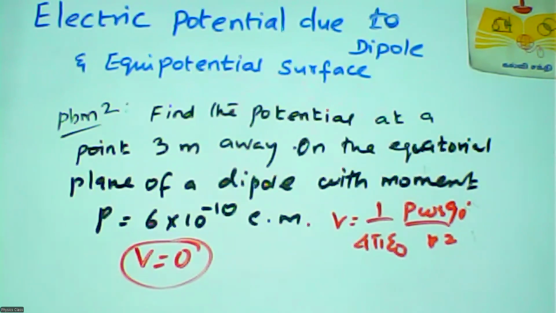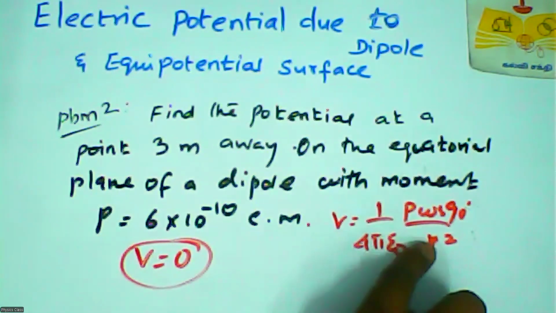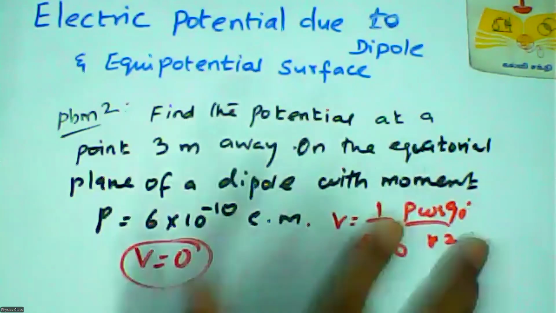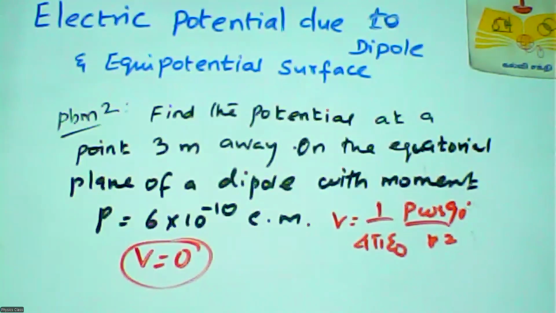Here the potential is independent of the dipole moment and the distance. It mainly depends upon theta. Clear? The potential at a point on the equatorial plane is 0 volt. Clear? Okay, right.